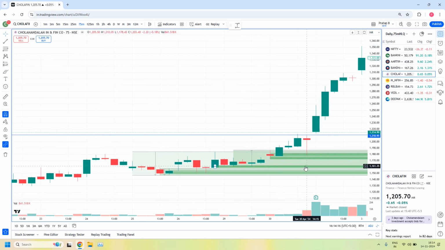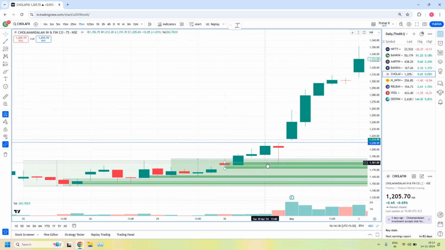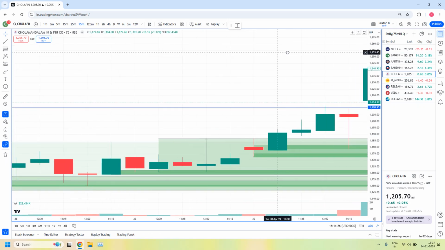Next time, do you prefer to take a trade in this zone? The fine-tuned 5-minute zone. How we fine-tuned, I will explain. But do you prefer? Definitely we don't prefer, because the prices almost reached the distal line of this 5-minute zone.